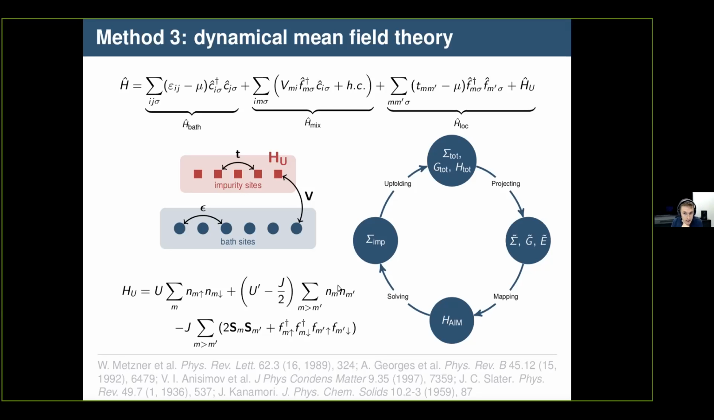Having constructed this Hamiltonian, we then solve it and acquire the self-energy, and then that's upfolded, so you map that back onto the actual physical system. And then you can iterate these, and you solve this to self-consistency, and once you're done, you've got the self-energy and the Green's function of your entire system.